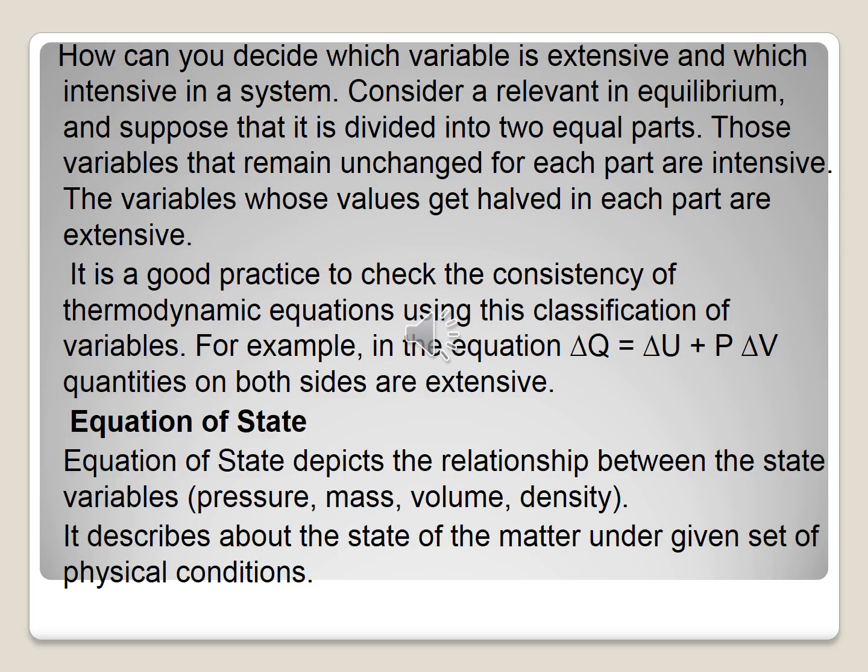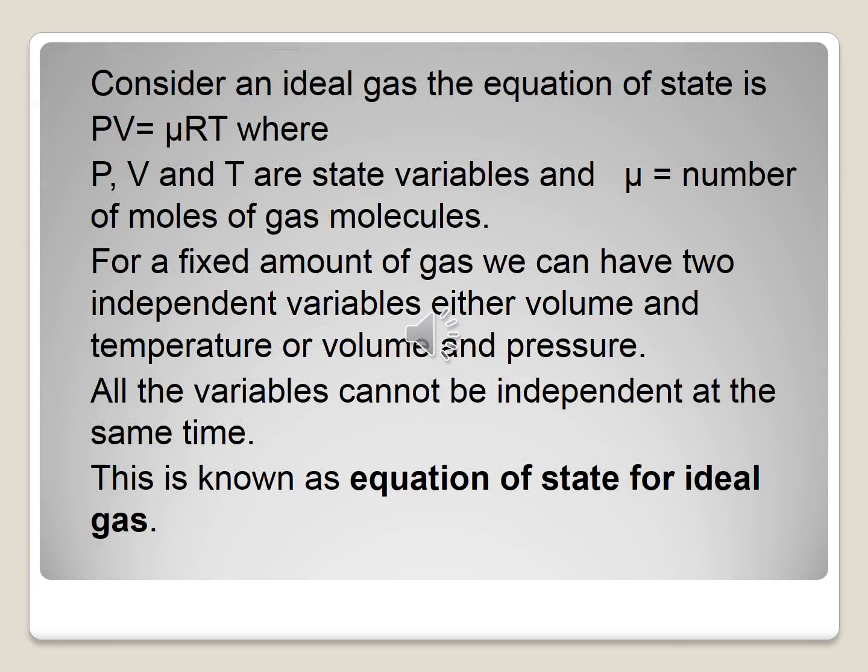So, the physical quantities on both sides of the given thermodynamic equation are extensive. The next term you have to know is the equation of state. What is the equation of state? It depicts the relationship between state variables such as pressure, mass, volume, density, etc. It describes the state of matter under a given set of physical conditions. Consider the ideal gas equation of state, PV is equal to nu RT, where P, V and T are state variables and nu is the number of moles of the given gas.